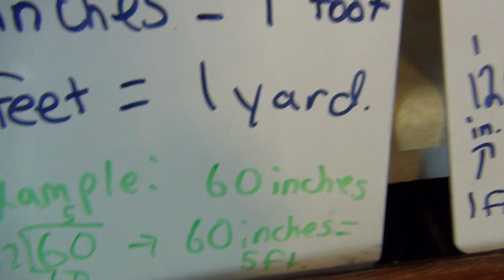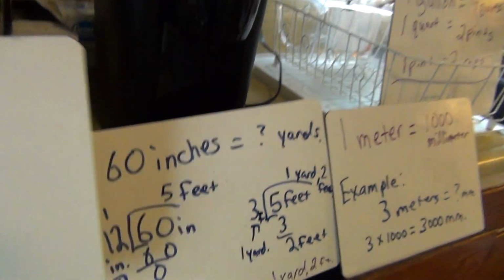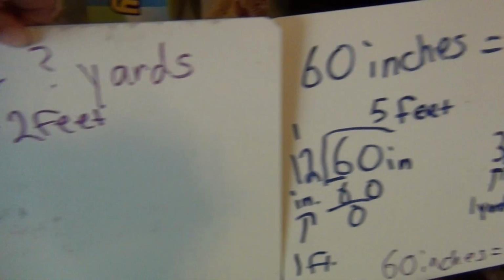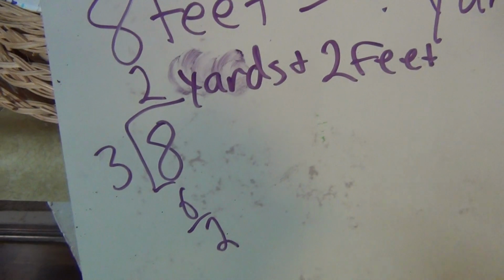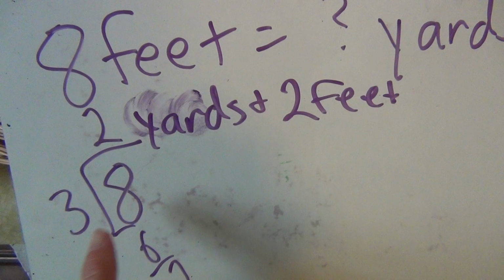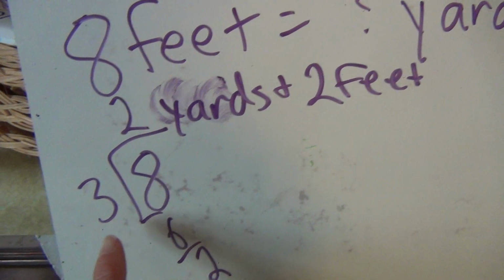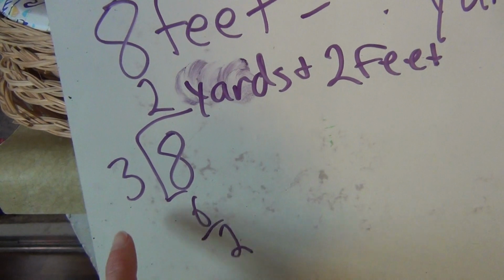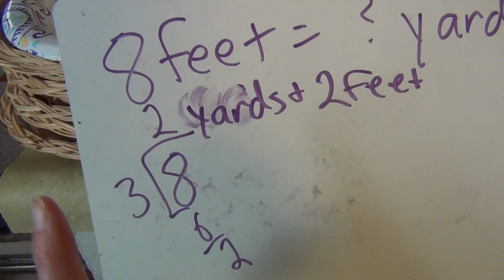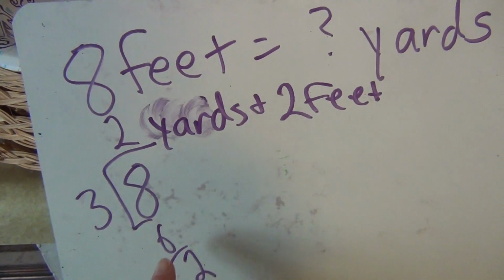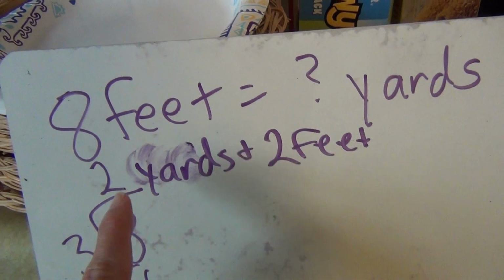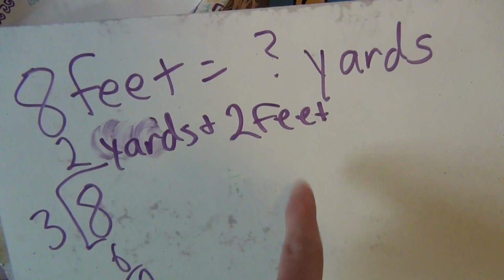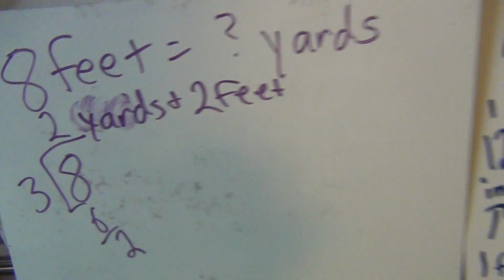Remember, you can rewatch this multiple times. Here's another example. 8 feet equals how many yards? So we take 8 feet divided by 3. Why did we choose 3? Because there's 3 feet in 1 yard. 2 times 3 is 6. Subtract, we get 2. So 8 feet equals 2 yards and 2 feet.